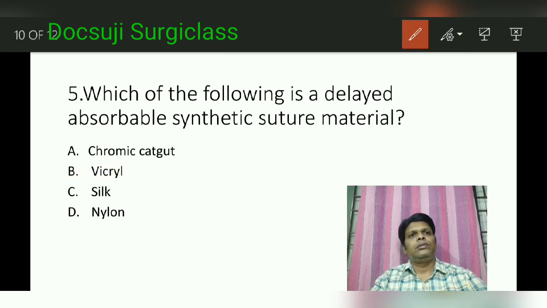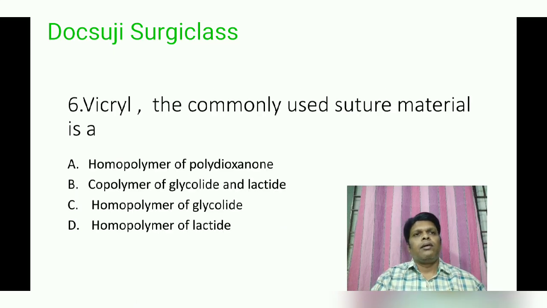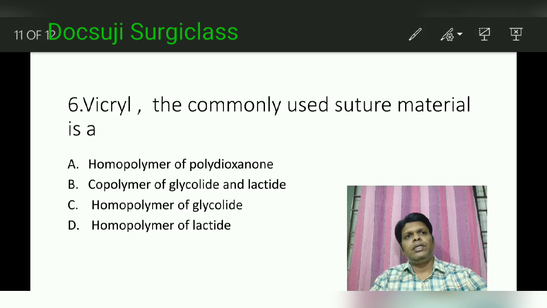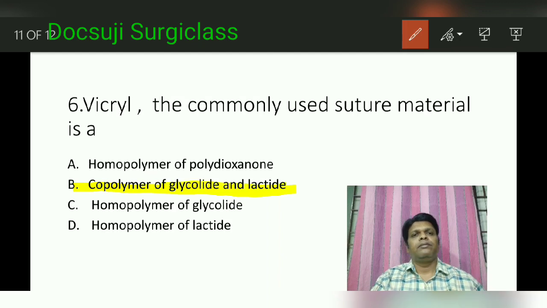Okay, the next question. Vicryl, the commonly used suture material, is what type of material? Again, this is a straightforward question. It is a copolymer of glycolide and lactide. So these are all straightforward questions, no need for any explanation. If you read directly, you can answer these questions.